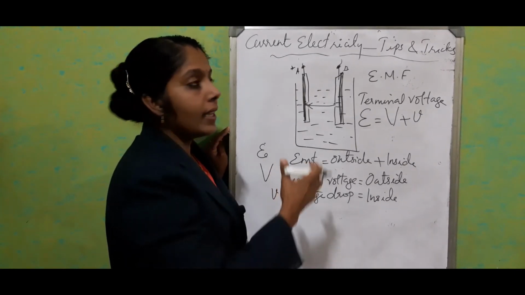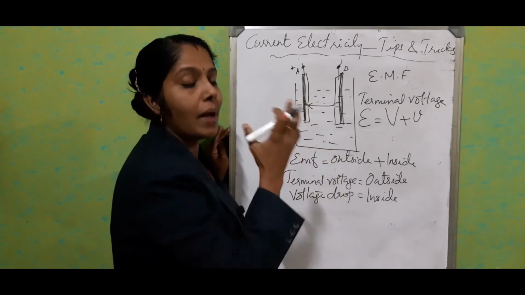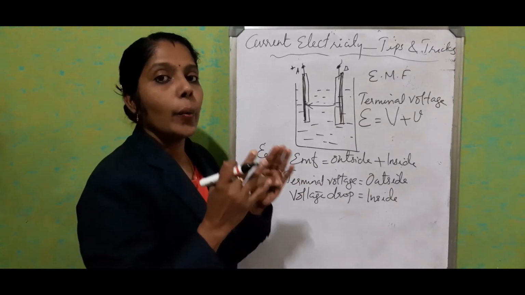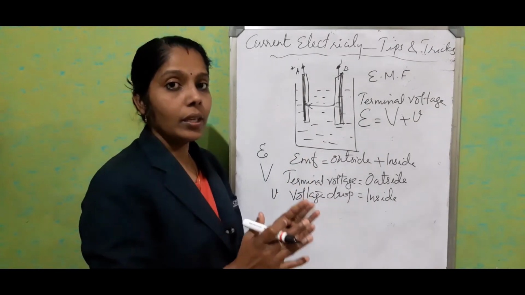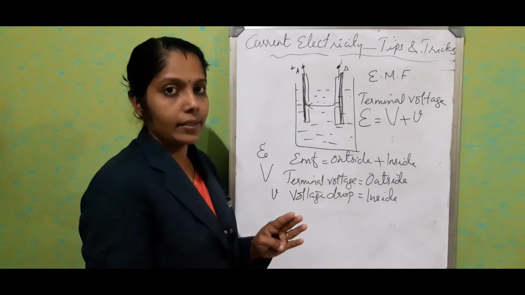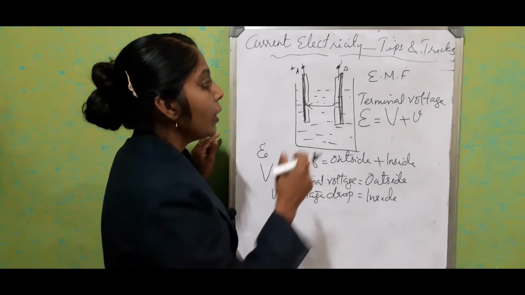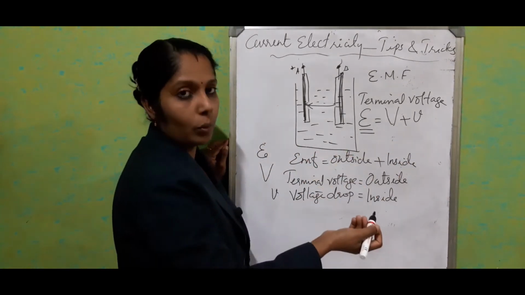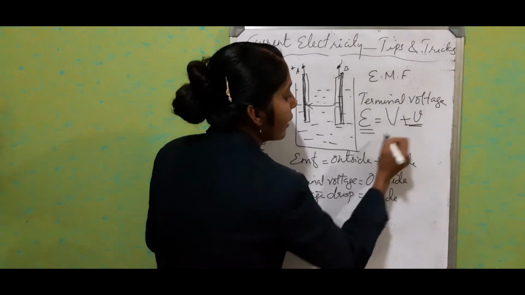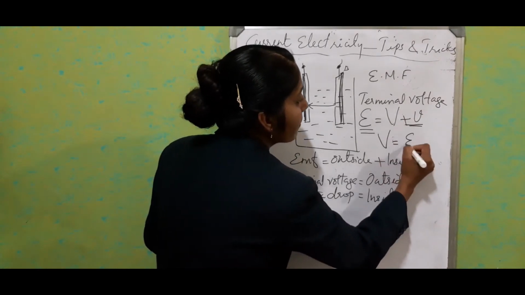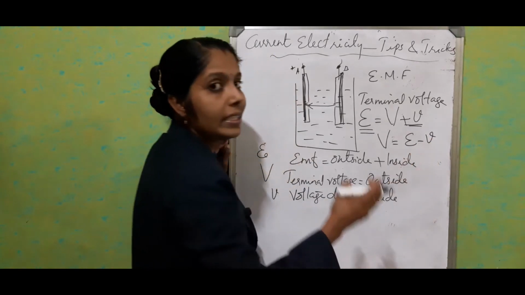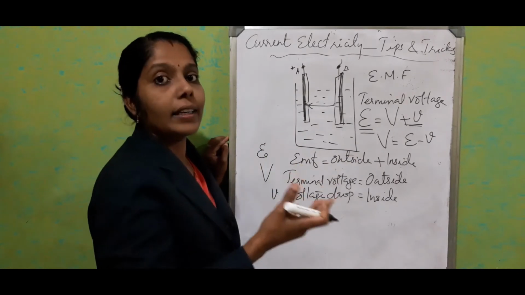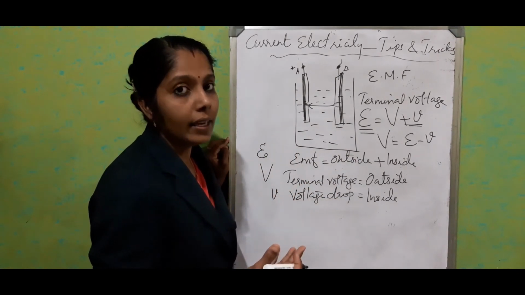So EMF means when the cell is not in use, the maximum available potential is known as EMF. Terminal voltage means when the cell is in use, what is the available voltage? That is called terminal voltage. So always this EMF is greater than the terminal voltage. That means capital V is equal to epsilon minus small v. We have to subtract this internal voltage or voltage drop. That will give the effective terminal voltage available in the circuit.